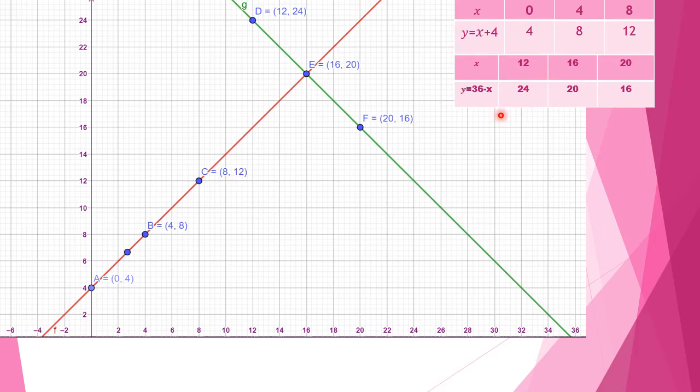Now move to the second table, which represents the equation x plus y is equal to 36. Here the first pair of coordinates (12, 24) is represented by D. The second pair of coordinates (16, 20) is represented by point E, and the final one (20, 16) is represented by F. Join D, E and F by a line. Here the green line is representing the equation y plus x is equal to 36.